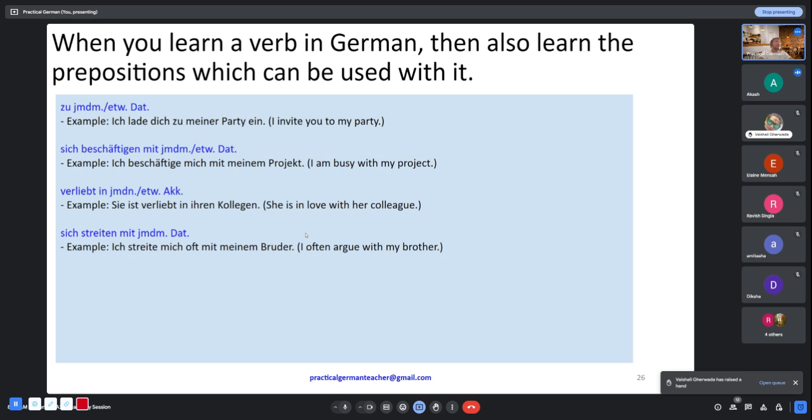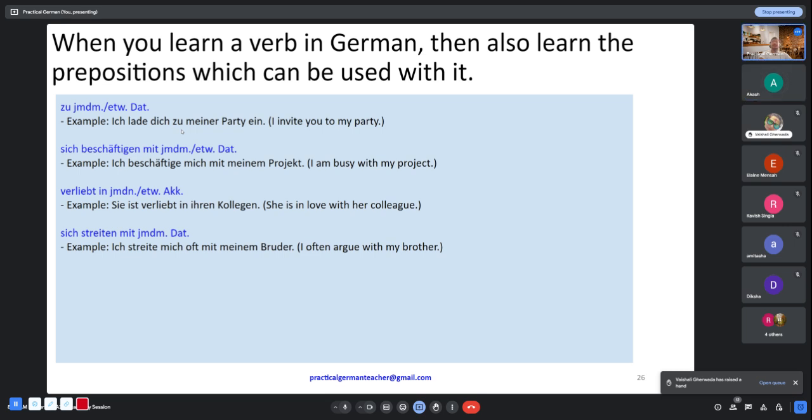Short answer: in normal life, I don't think there are any strict rules about which preposition can be used with which verb. For example, sometimes I say ich lade dich zu meiner Party ein. I can say ich lade dich für meine Party ein. Like for my party, people will know what I'm trying to say. But of course, you cannot use every preposition with every verb. That is the formal answer.